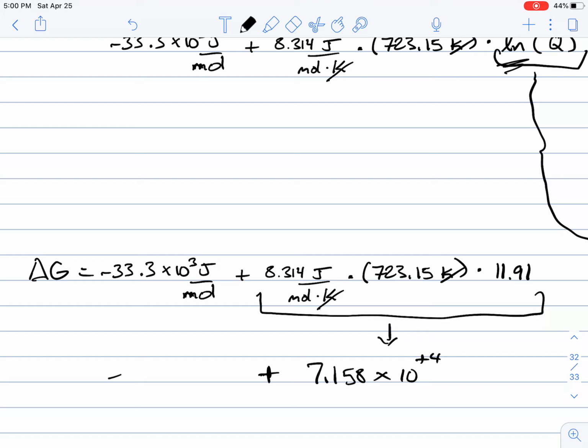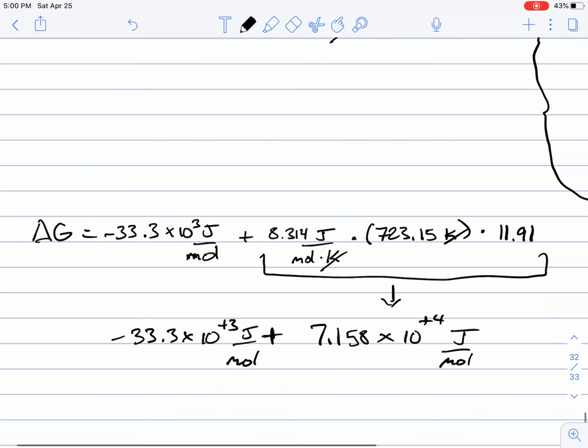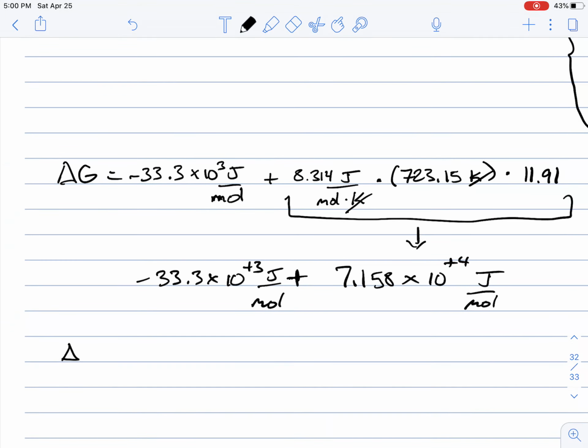And so I'm going to go ahead and bring this term down. And I'm going to go ahead and plug this into my calculator. Okay. And the value that I get is going to be positive 3.823 times 10 to the positive 4 joules per mole Kelvin. Or, sorry, joules per mole.